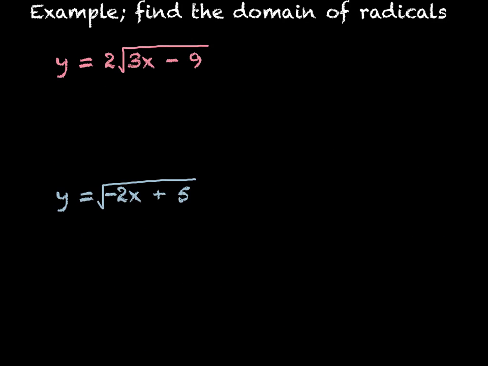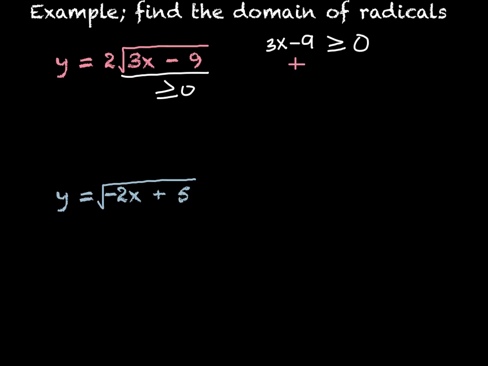For these last two examples, we're going to be finding the domain of radical equations. Domain of radicals are interesting because all you have to do is take whatever the radical is and set it greater than or equal to 0. Okay, because you can't have a negative square root. So I'm just going to take the inside, 3x minus 9, and set that greater than or equal to 0, and then just solve for x.